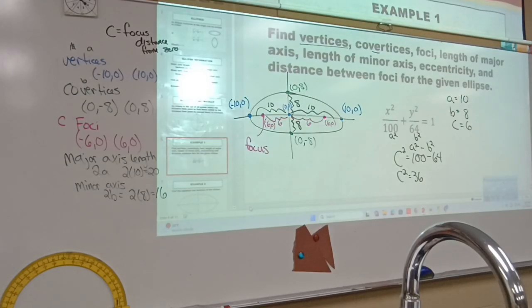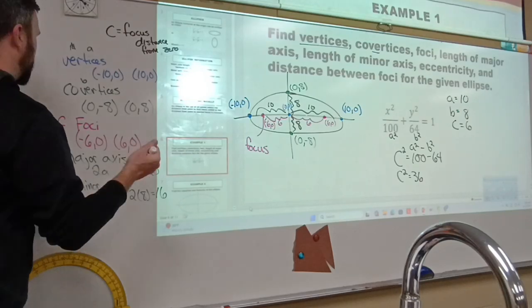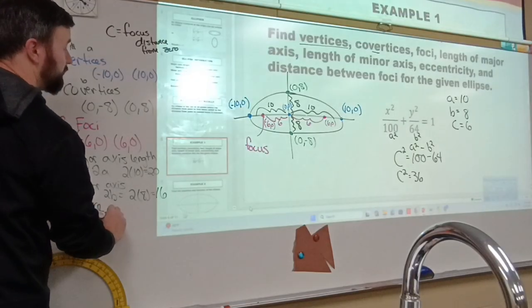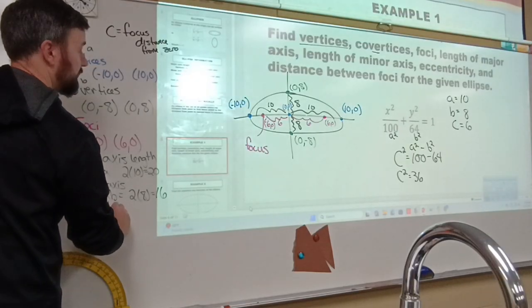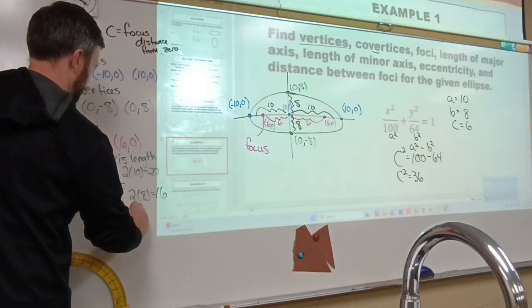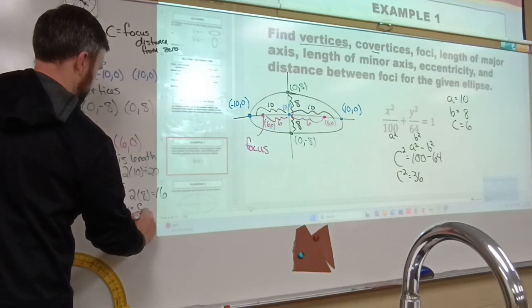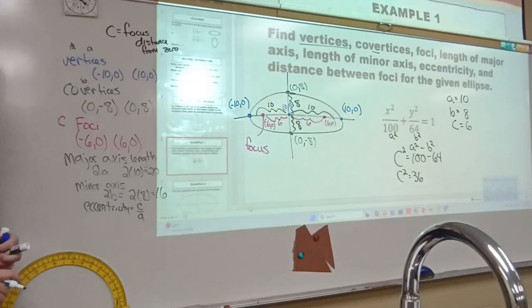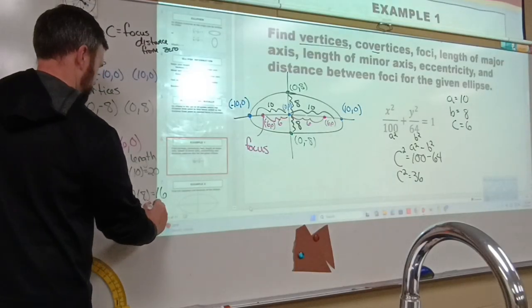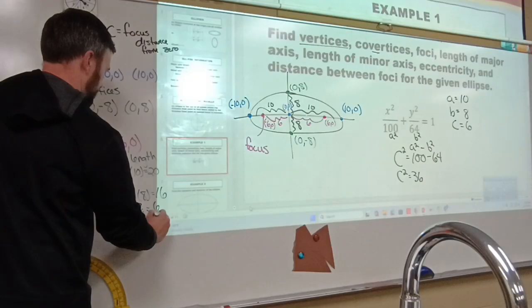And, all right, that one's silly, but we'll do it. What's my eccentricity? Now again, how eccentric are you? What's that formula? C over A? Right? So what's my C? 6. What's my A? 10.